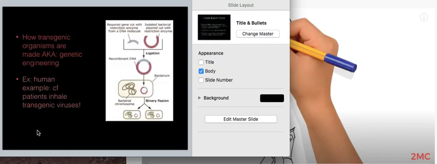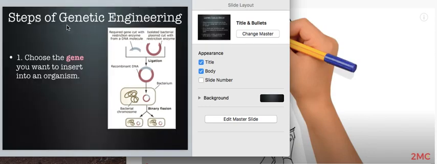Now, we're going to look at how transgenic organisms are made. This is the picture in your notes. And what I'm going to do is explain how this process works. So the first thing we have to do, and this is genetic engineering or making transgenic organisms, those phrases mean the same thing.